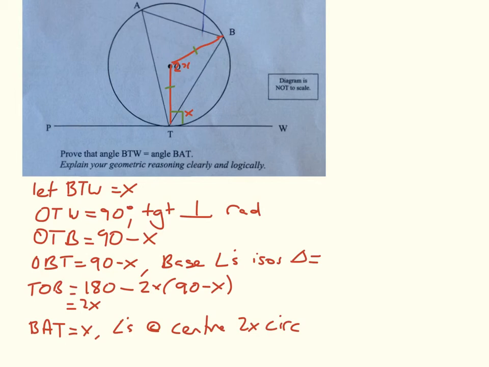The final step is to say exactly what they're asking for, which is that there. So therefore BTW equals X, that's my first line of working, which equals, and my last line of working is BAT. So there I have proved that angle BTW, which is X, is equal to BAT, and I might just put an X there just to show that I've done it.